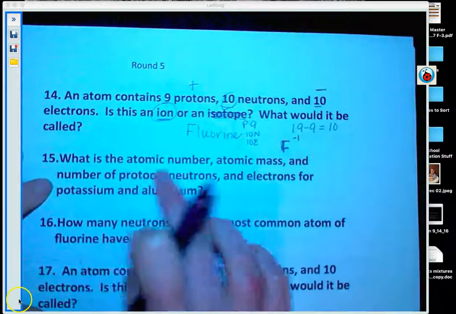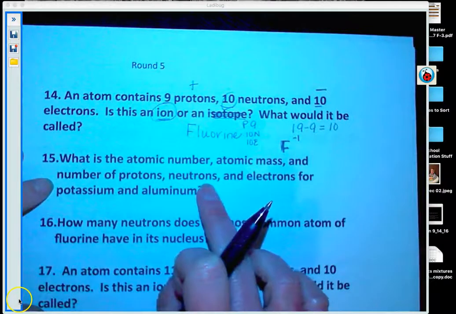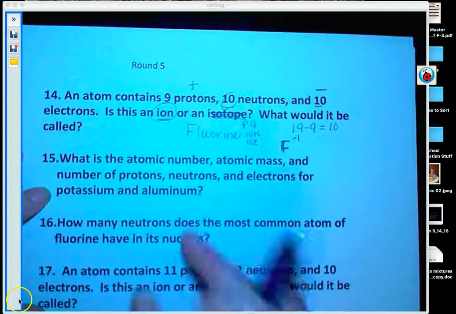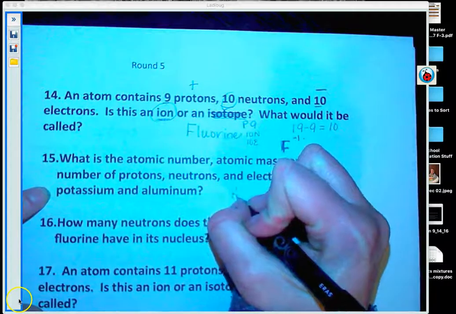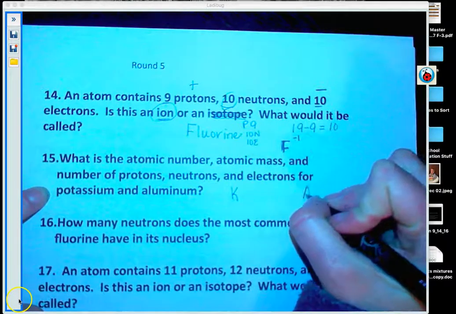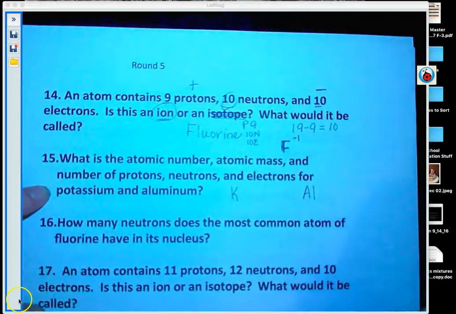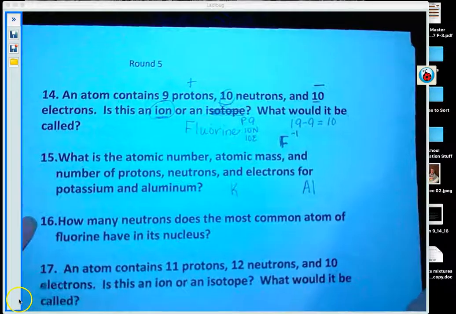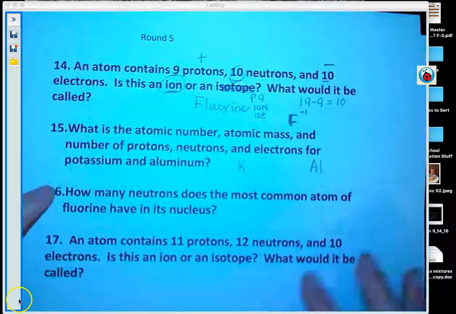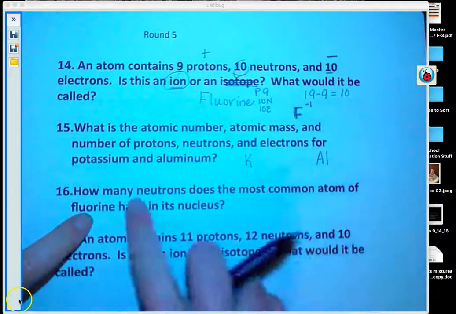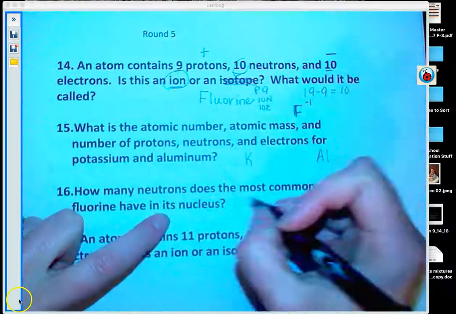What's the atomic number, atomic mass, and number of protons, neutrons, and electrons for potassium and for aluminum? Potassium is K, aluminum is Al, and you just need to locate those on the periodic table. I'm not going to go through that on the video. How many neutrons does the most common form of fluorine have in its nucleus? Well, we just answered that question up there.